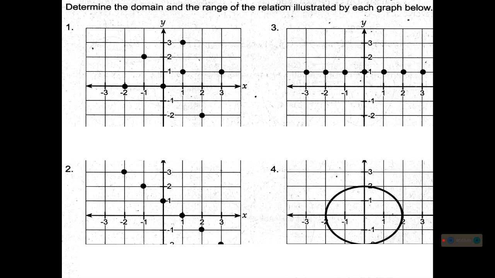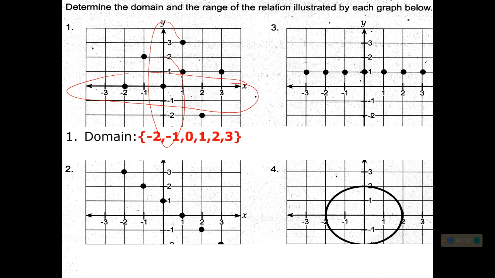For our domain, you look first for the values of x, and then followed by the values of y. I hope you can give them. Correct. Our domain will be -2, -1, 0, 1, 2, and 3. And for our range, the values of y will be -2, 0, 1, 2, 3. Did you get it? Let's proceed with number 2.